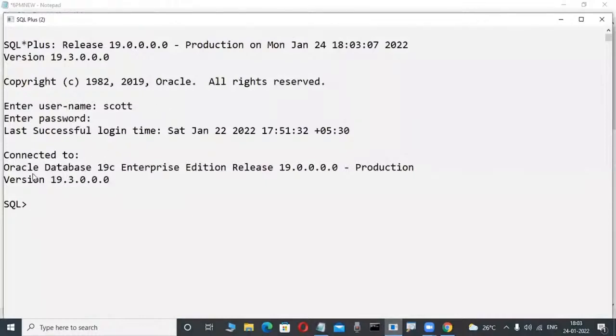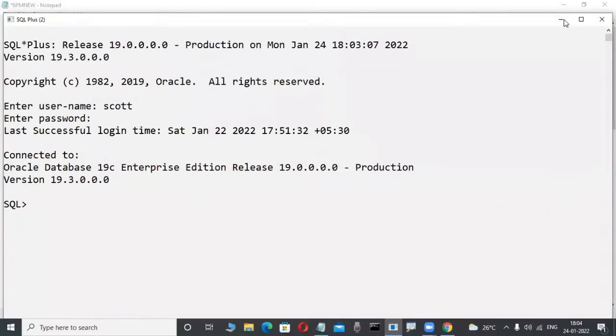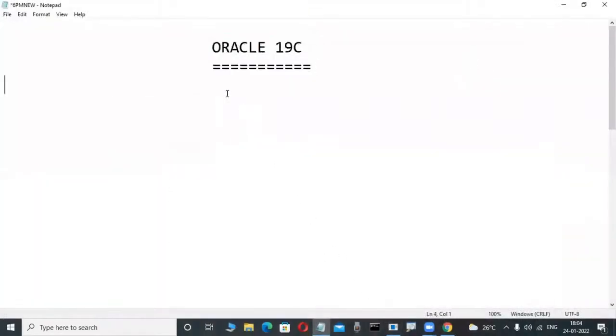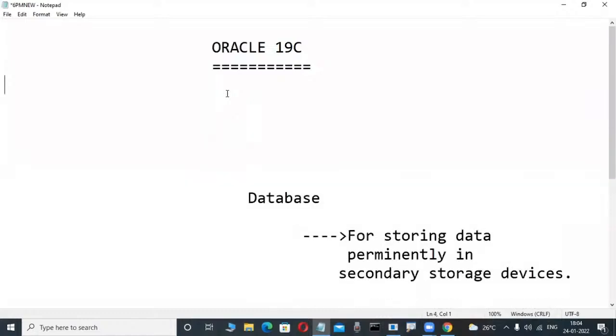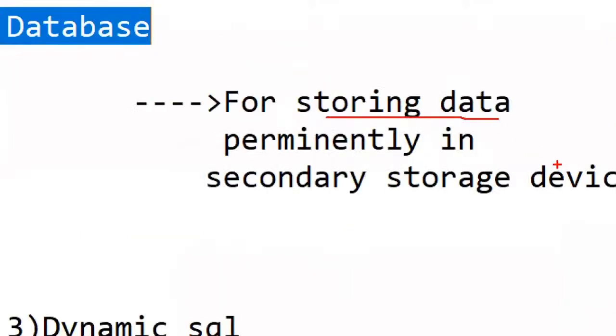Oracle is a product from Oracle Corporation. What type of product is that? Database product. What is the purpose of the database products? Either Oracle, SQL Server, or DB2, so many products are there. The purpose of these database products is for storing data, permanently in a hard disk, in secondary storage devices. But not only permanently storing the data, but also efficiently retrieving the data.